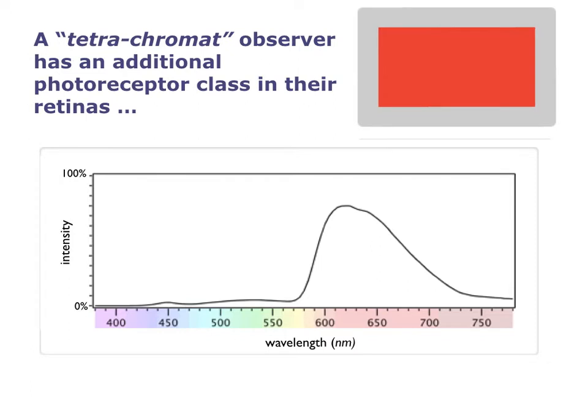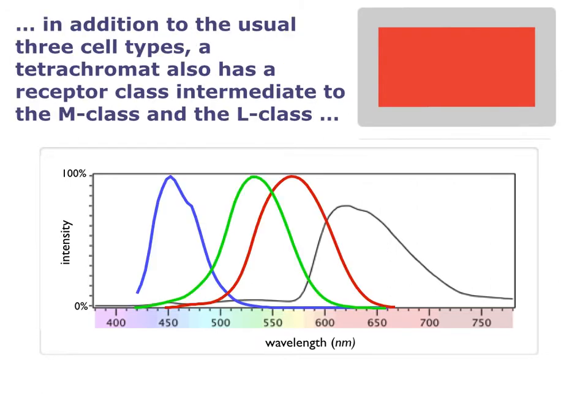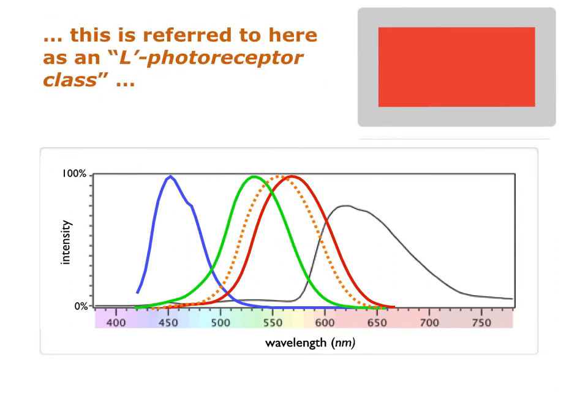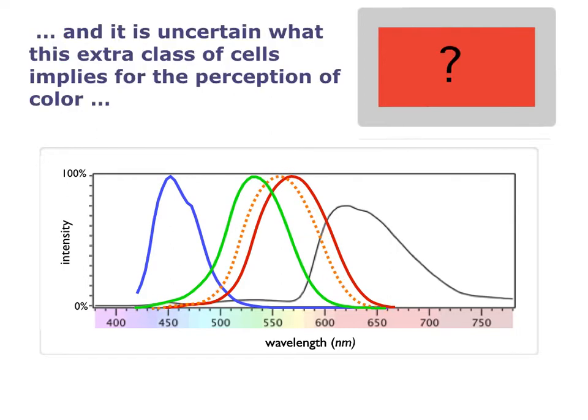By comparison, there are some individuals who have the potential for tetrachromacy. A tetrachromat observer is an individual who has an additional photoreceptor class in addition to the usual three cell types that a trichromat has. So this tetrachromat observer also has a receptor class intermediate to the medium and the long wavelength sensitive class that normal trichromats have. And this is referred to in this talk as an L' photoreceptor class, shown by this dotted curve.